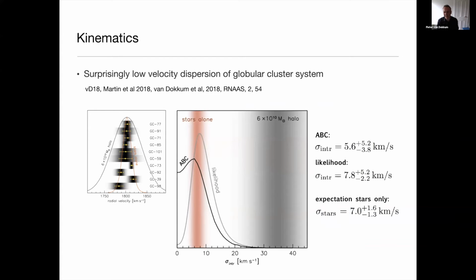Sorry, I'm skipping too far ahead. So here's the velocity dispersion. This is just to quantify what I just said. The dispersion is only about 6 or 7 kilometers per second, and the expectation from the stars alone is about 7. Right? So velocity dispersion is very, very low in this galaxy.